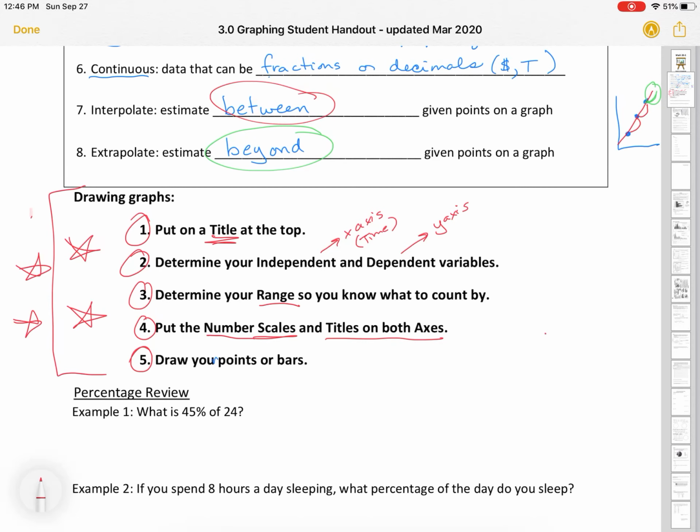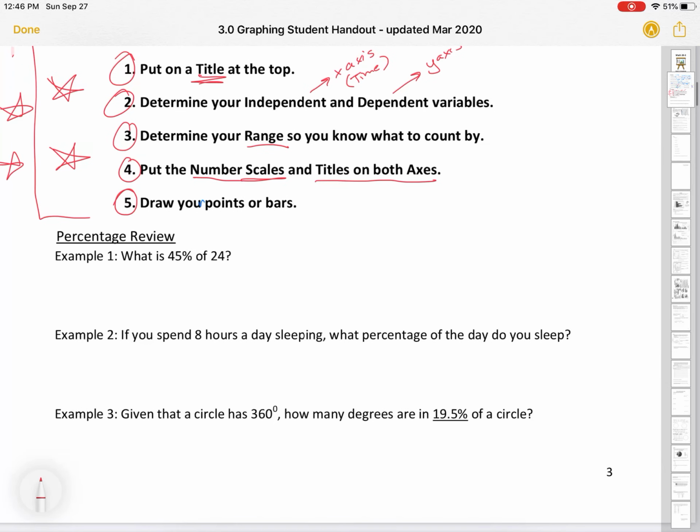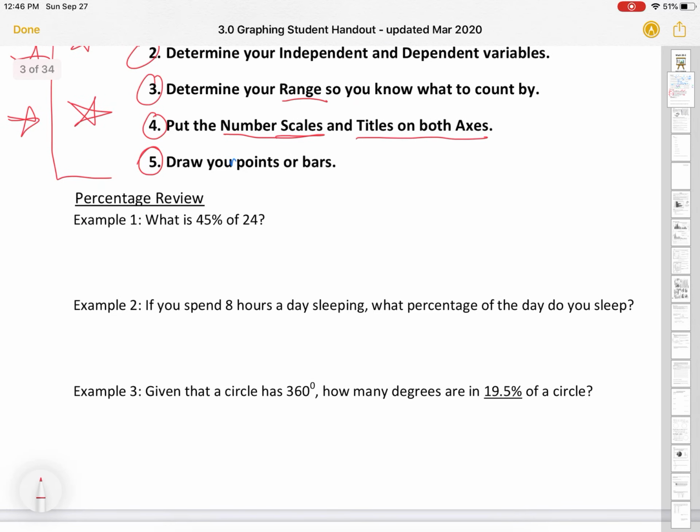Now, before we dive into reading graphs and such, I want to do a little percentage review because this comes up with circle graphs in particular. So it's very important to review percentage. We would have done this in previous grades, but we want to make sure we do it. So what is 45% of 24? Well, 45% we can write as a decimal by dividing by 100. And it would be 0.45. Then we just times it by 24.